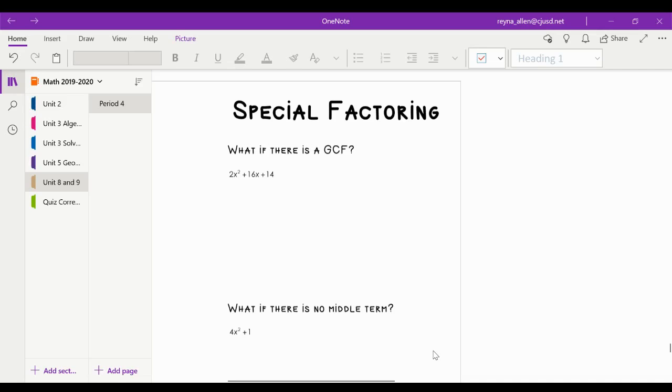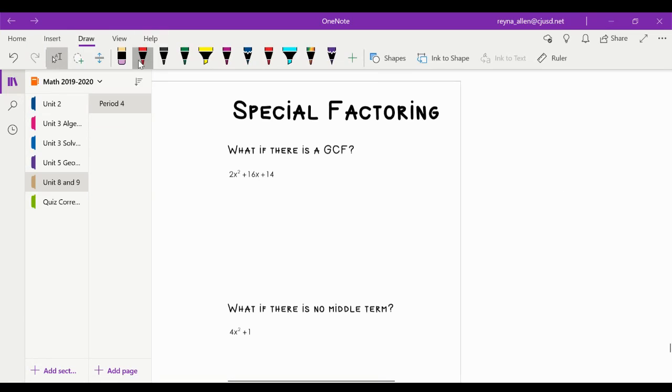When factoring, there can be different cases. So I'm going to show you what those can look like. The first one is if your A, B, and C have a common factor. That means A, B, and C can be divided by the same number without making it a fraction.